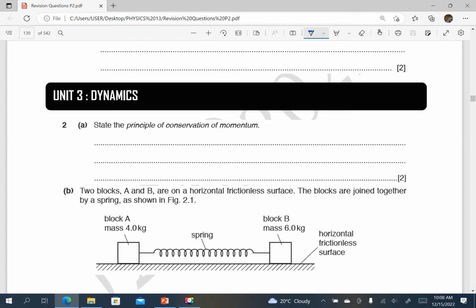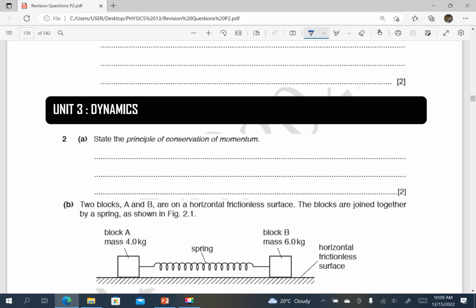So the principle of conservation of momentum states that for an isolated system of interacting bodies, the total momentum is always constant.